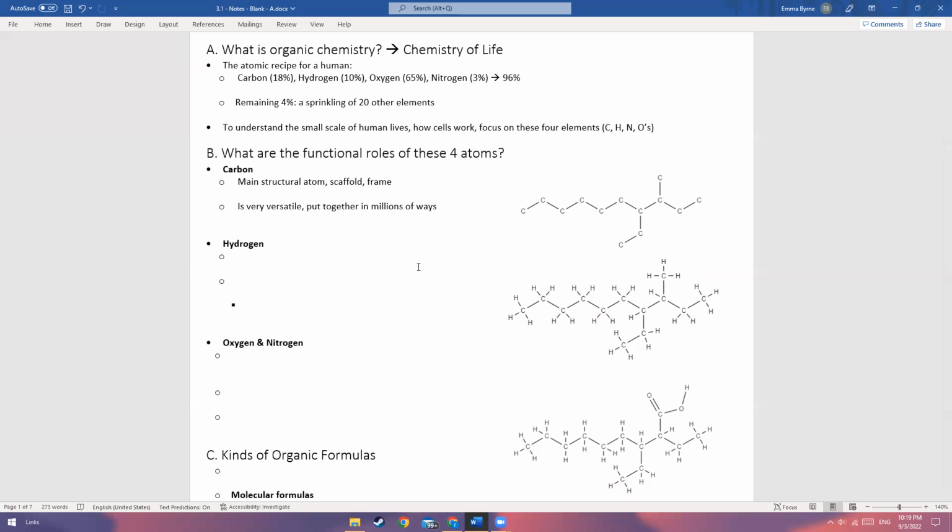Right, moving on to hydrogen. The role of hydrogen is, in a sense, to complete the frames of carbon.